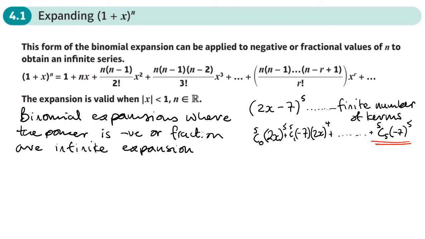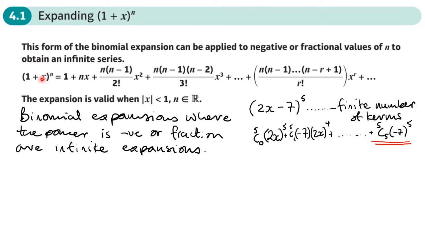Now, the thing with infinite expansions is they normally only make sense if they converge. That means that each term is smaller than the last. You did that in the sequences and series chapter where you wanted to find the sum to infinity. The sequence had to converge. It's the same with a binomial expansion. It will only make sense, this infinite expansion, if each term gets smaller. And that's only going to happen if this number here for x is less than 1.